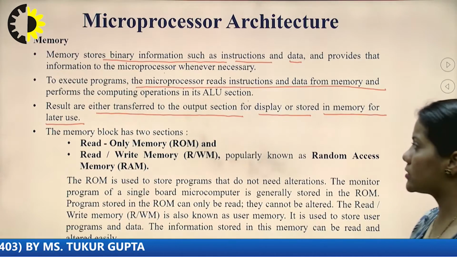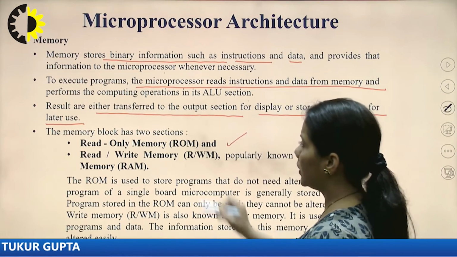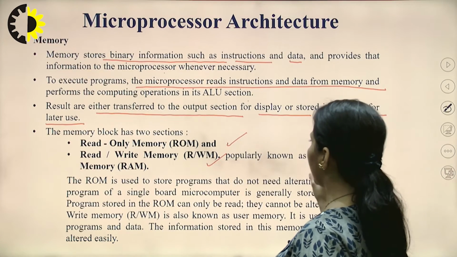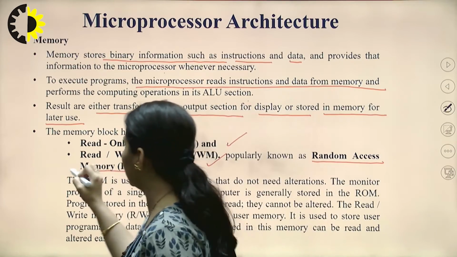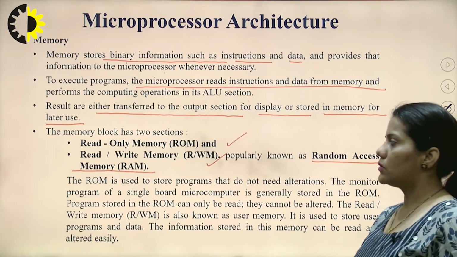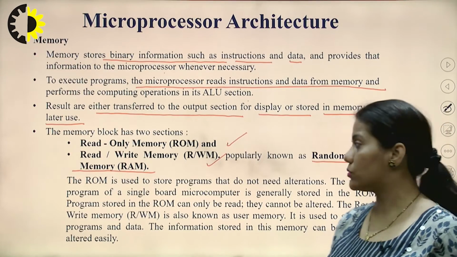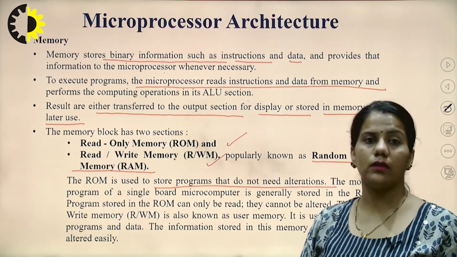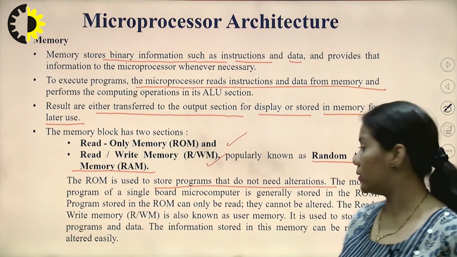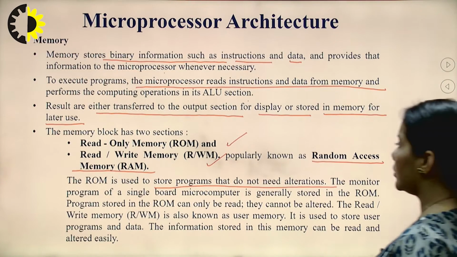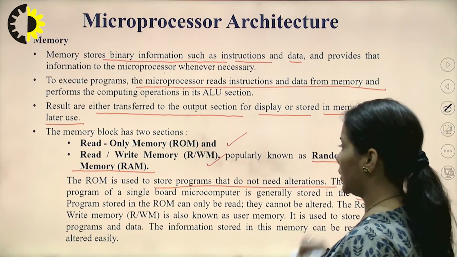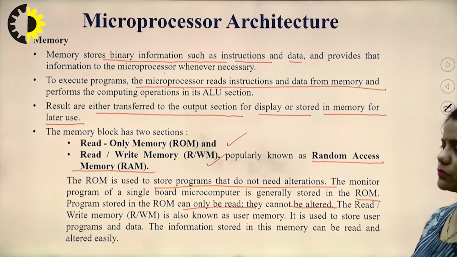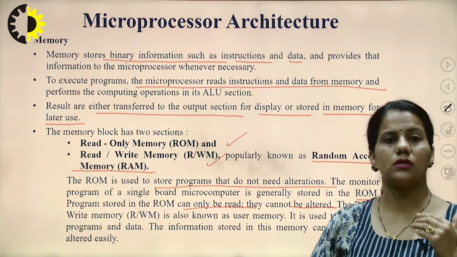The memory block has two sections, that is read-only memory, ROM, and read or write memory, that is represented by this short form, popularly known as random access memory. Basically, the read-only memory is used to store the programs that do not need alterations, since we cannot read and write again on this memory. The monitor program of a single board microcomputer is generally stored in the ROM. The program stored in the ROM can only be read, it cannot be altered. That is why the programs that are permanent in the system are stored in the ROM part.